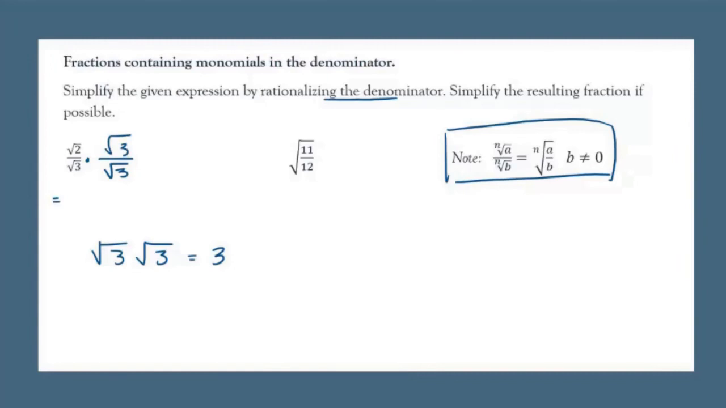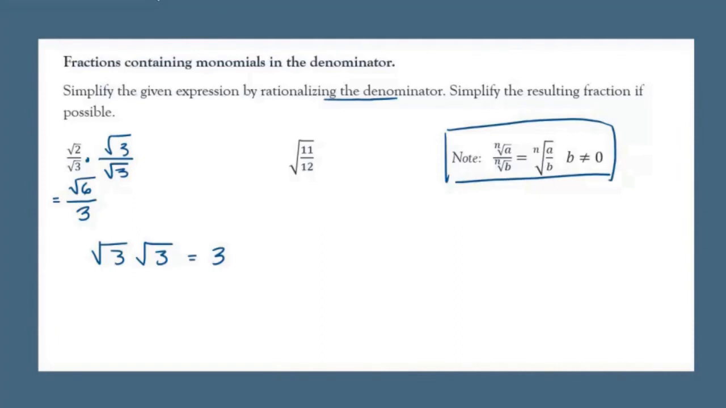Multiplying fractions is pretty straightforward. Multiply your numerators, multiply your denominators. The square root of 2 times the square root of 3 gives me the square root of 6, and the square root of 3 times the square root of 3, of course, gives me just 3. Since the 6 is under a radical and the 3 isn't, we can't do any division here, and this is the final expression of that fraction.